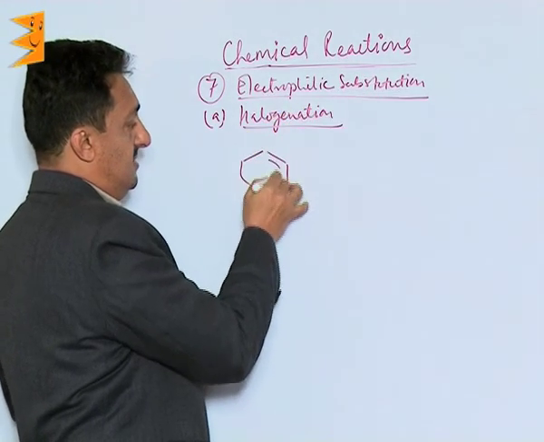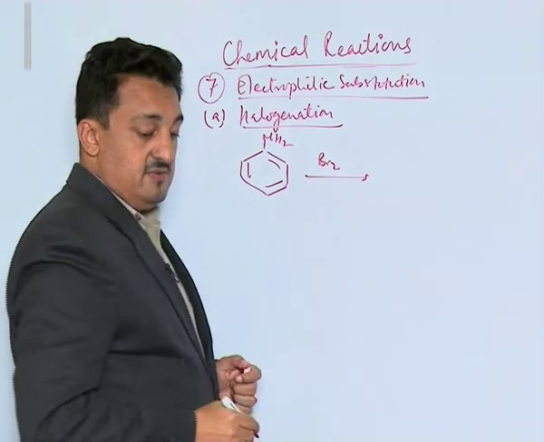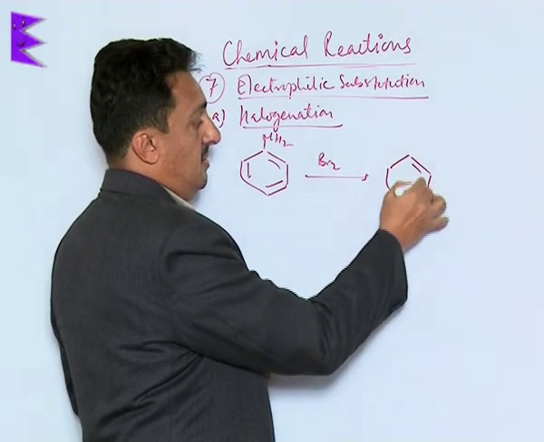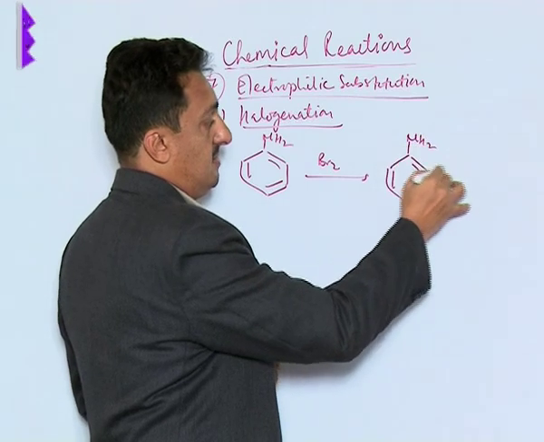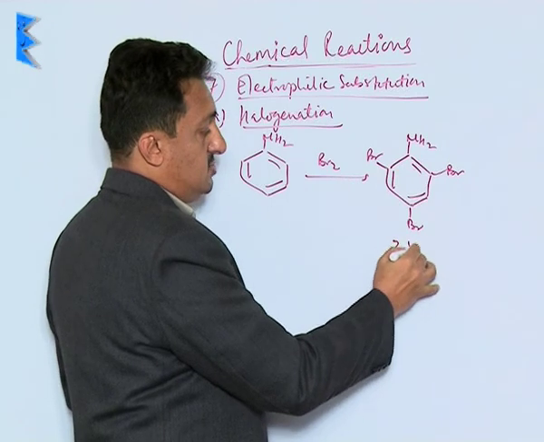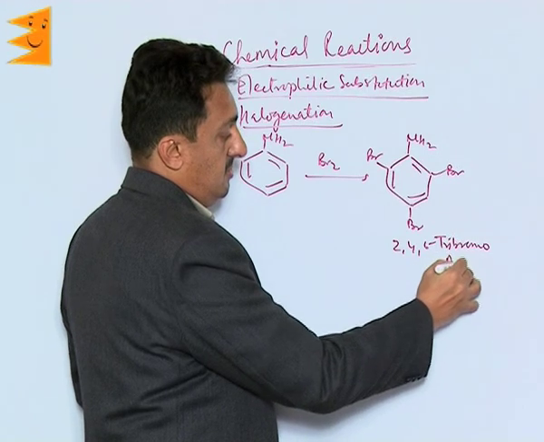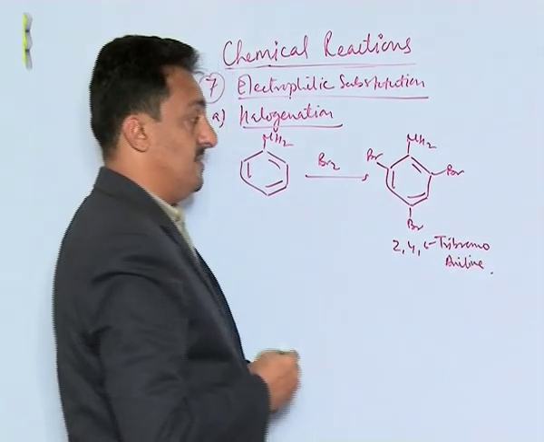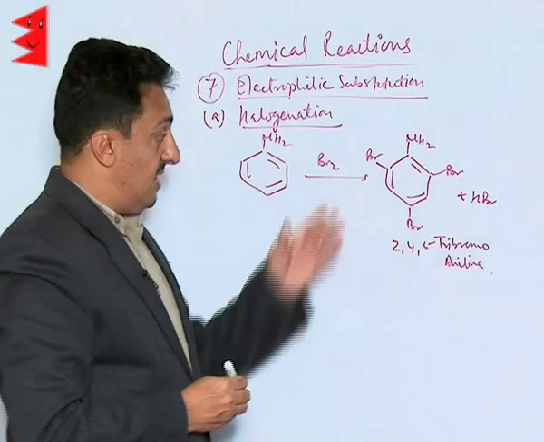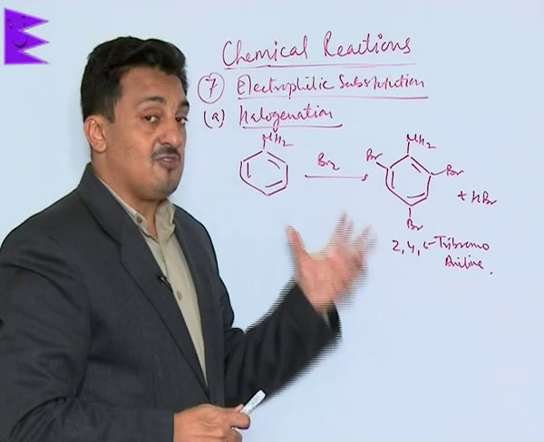When we take aniline and react it with bromine, of course in bromine water, what we get is 2,4,6-tribromoaniline. So tri-substitution takes place, because the NH2 group is a very strong ring activating group.